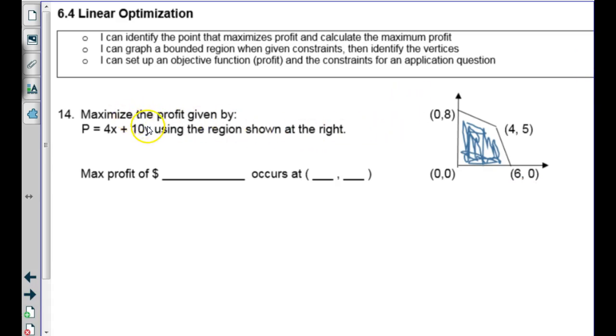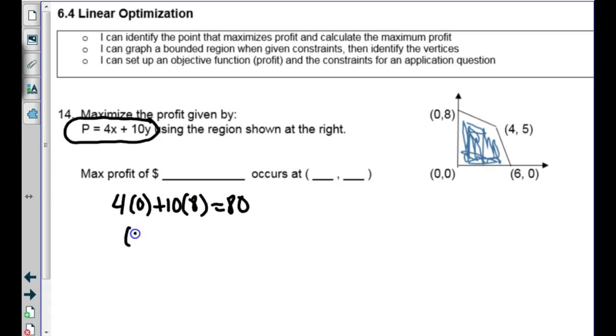This is the easiest question on here, right? Does anybody remember what we're doing? How do we maximize the profit of this? At one of these 4 corner points, the maximum profit occurs. So 4 times 0 plus 10 times 8 would be 80. If you put 0, 0 in, you're going to get what?